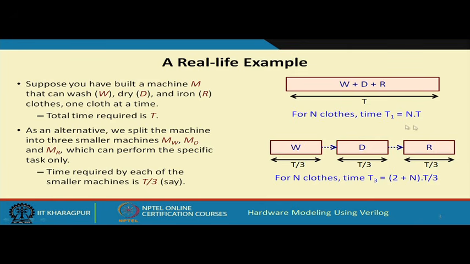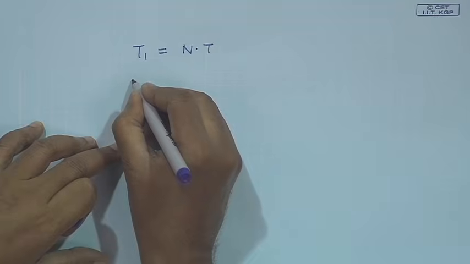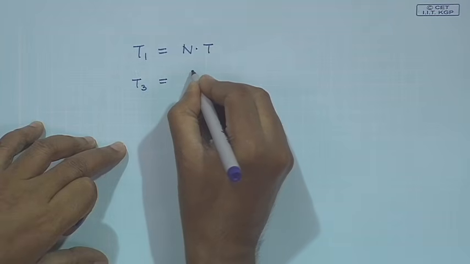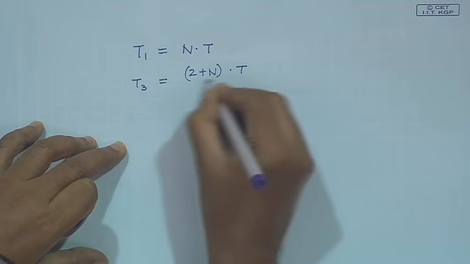If we have a mechanism like this, it is called pipelining, as if there is a pipe. The clothes are flowing through a pipe and there are 3 stages. It first goes to W, then to D, then to R, and then it goes out. So, we will see how this calculation comes. For n clothes, the total time taken here will be (2 plus n) multiplied by T by 3. So, in the first case, the time was n multiplied by T, and in the second case with 3 stages, the time is (2 plus n) into T divided by 3.